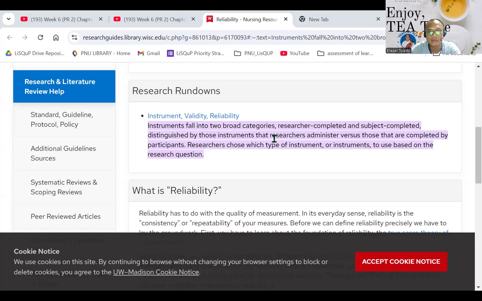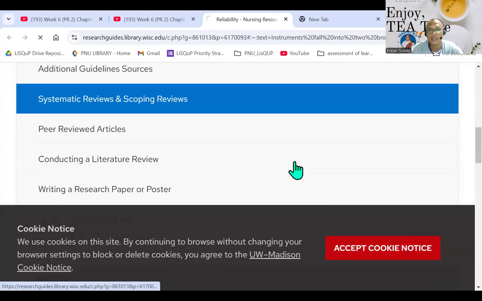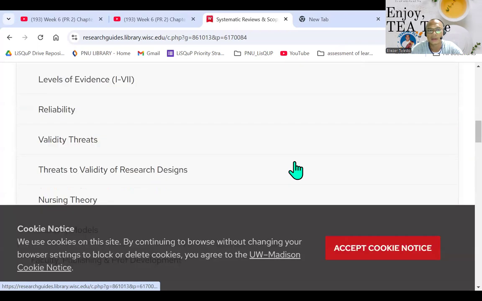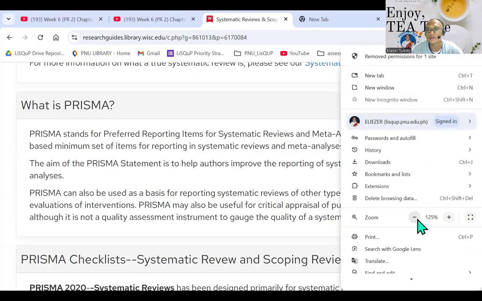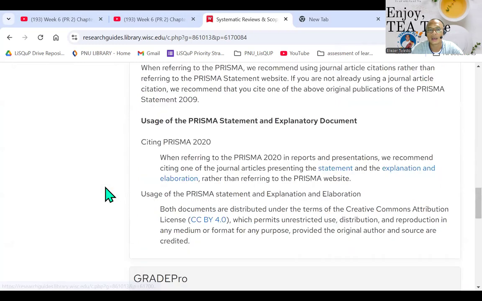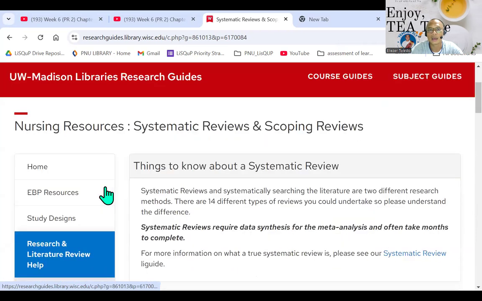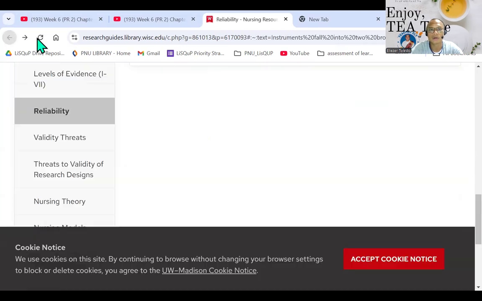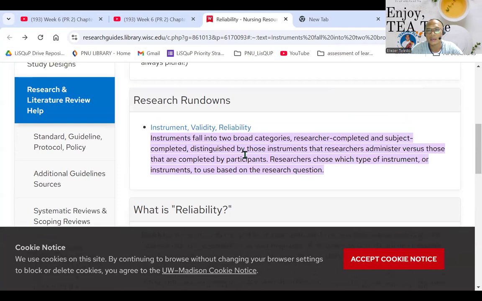Instruments fall into two broad categories, researcher completed and subject completed, distinguished by those. I will make it bigger so that everything is clear. Oops, it disappeared. Sorry for that. There. Okay.